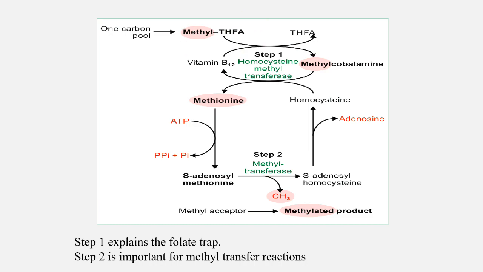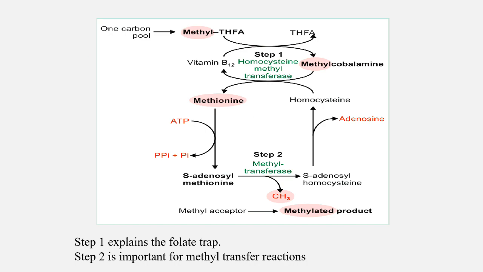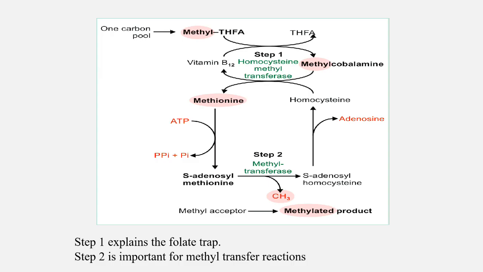So here you can see the one carbon pool, the 6 one carbon groups we discussed: formyl, formimino, methenyl, methylene, hydroxymethyl and methyl. These one carbon groups are attached to tetrahydrofolic acid. Then this tetrahydrofolic acid will transfer this methyl group to vitamin B12.